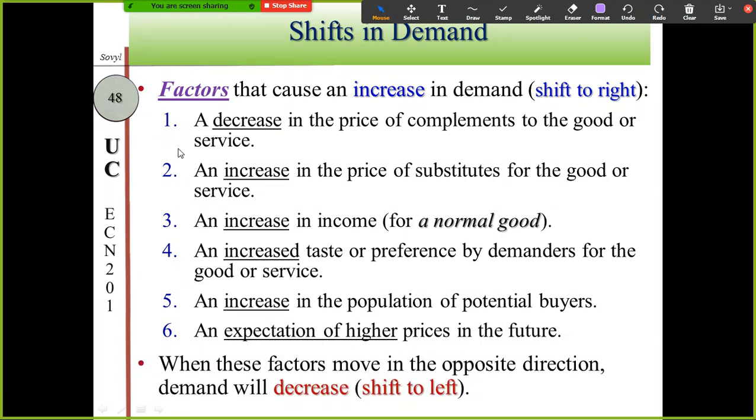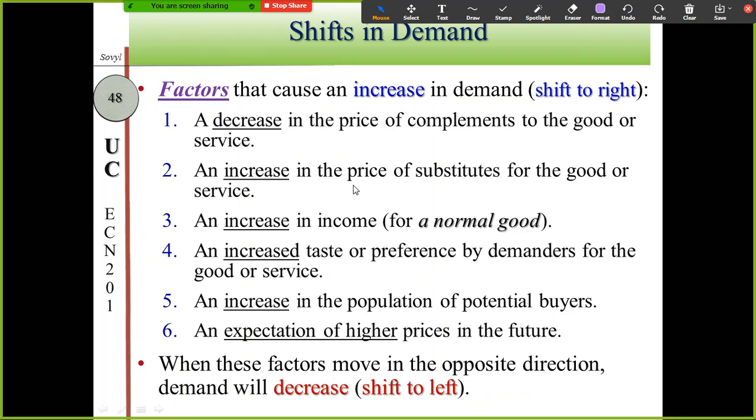When these factors, 1, 2, 3, 4, 5, 6, especially the ones underlined here, move in the opposite direction, the original one decreases but the opposite increases. This one increases, the opposite decreases. This one increases, the original decreases. Okay? So for these underlined ones, when we move in the opposite direction, the demand curve will decrease, or the demand curve moves to the left. Demand decreases or the demand curve moves to the left.